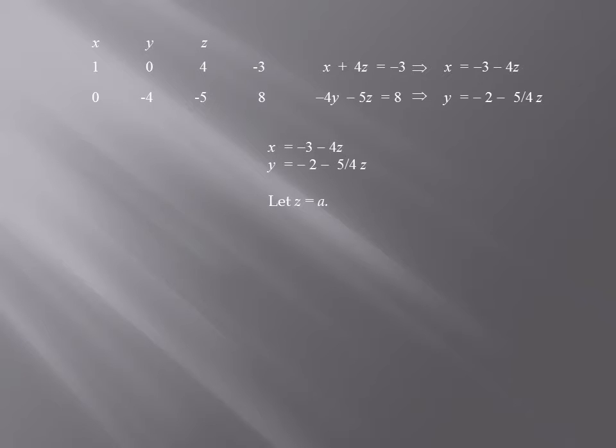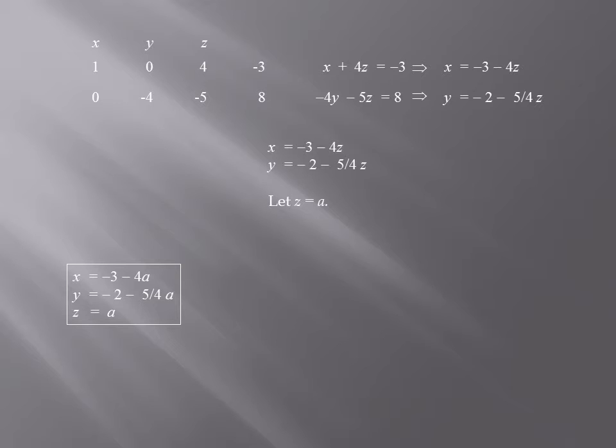If z is a, we get a solution to this system in parametric form. It reads x equals -3 minus 4a, y equals -2 minus 5/4 a, and z equals a.